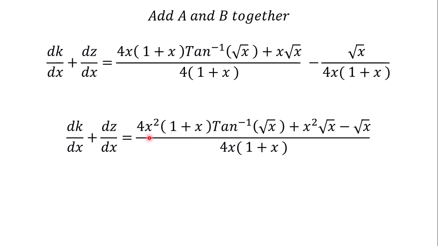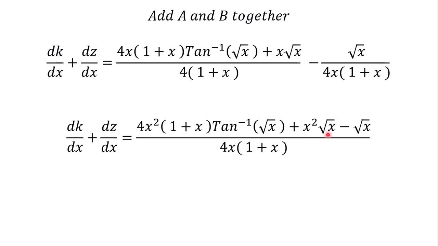Here, 1 plus x and 4x squared. Here, x squared square root of x minus square root of x being divided by this. Okay, here we can still reduce it. We can still simplify it. So here I'm going to simplify it.